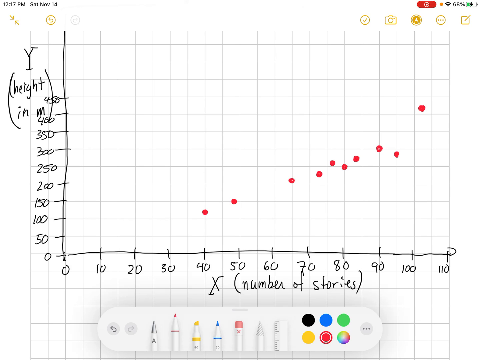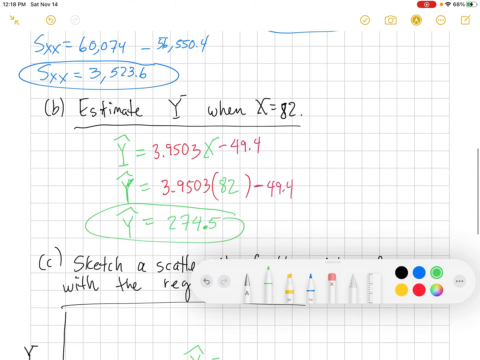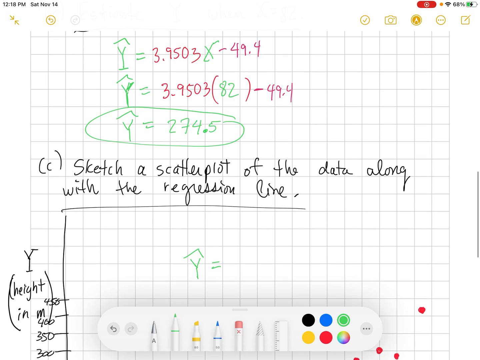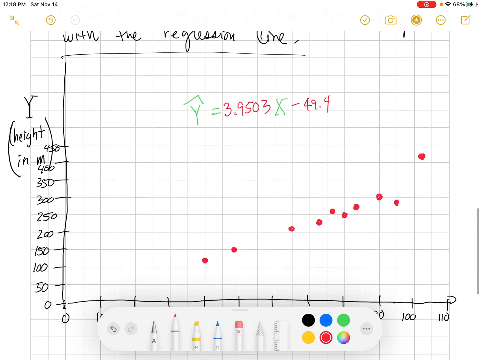Okay, so that's the scatter plot. That consists of all the data points. Now what we want to do, we want to draw what's called the regression line. Now, what was the regression line? So y hat equals, I forgot, 3.9503x minus 49.4.